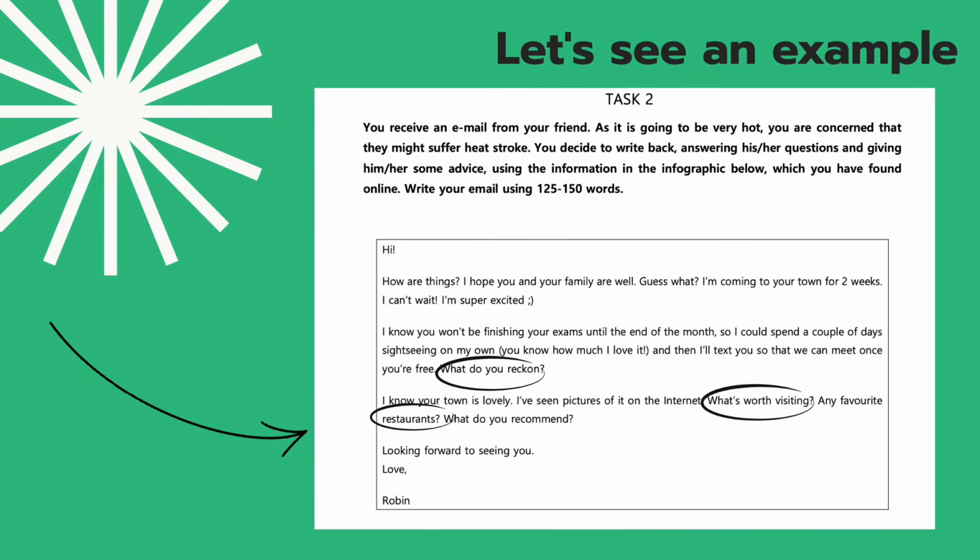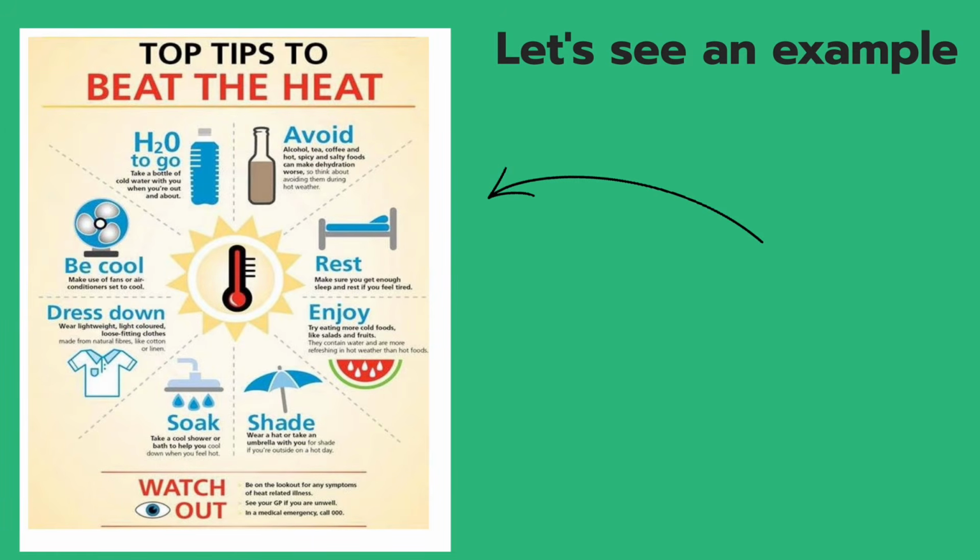Right. And also remember that this task normally comes with an infographic, with an article, with another text that we have to mediate. Now, in this case, this task came with this infographic. As you can see, it's an infographic with tips to beat the heat. And here you can see different pieces of advice in order not to suffer heat stroke. So for example, drink water, avoid alcoholic drinks, get some rest, have some showers, get cool, and wear appropriate clothes, etc.